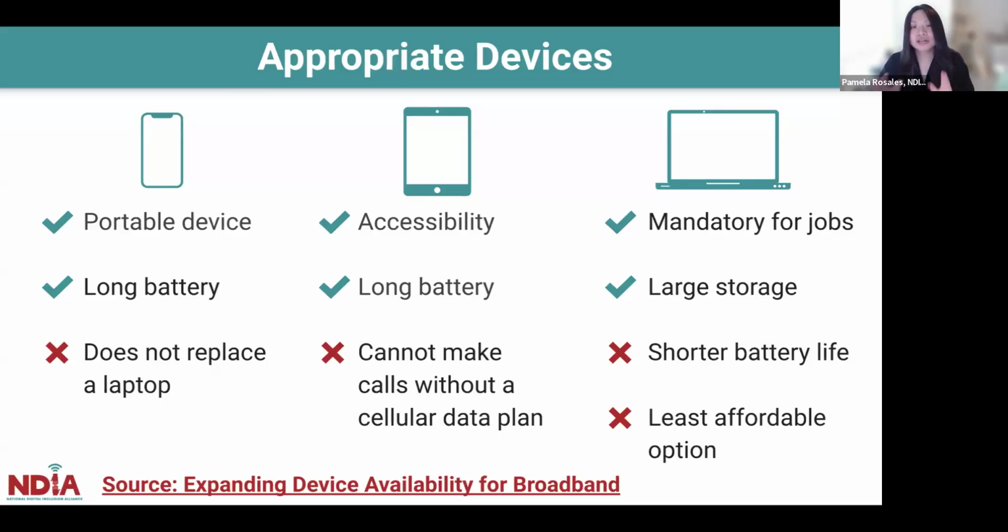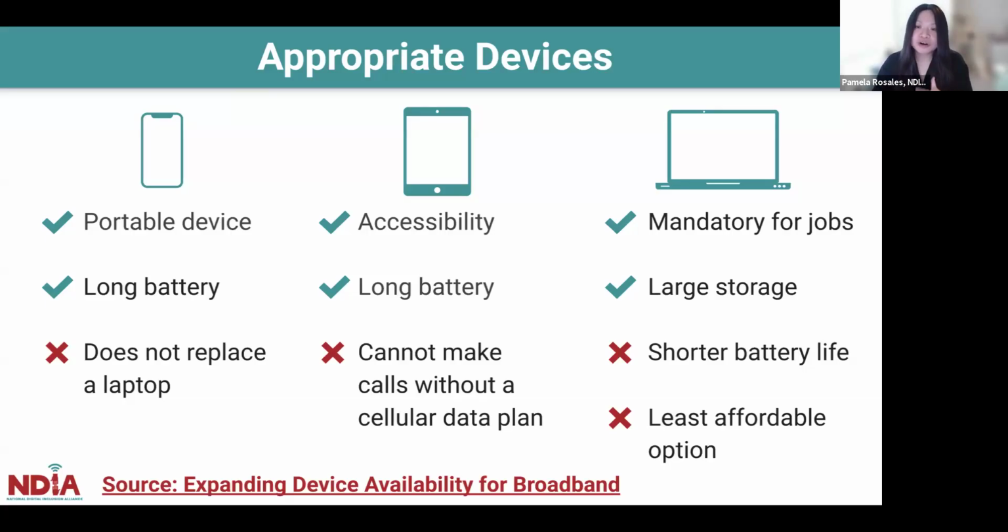So this diagram here, this little chart, just shows the pros and cons of the three main popular devices. It's always nice to know that. If you are matching somebody with a device that matches what they're looking for, you have a nice framework here. And the link in the chat, if you click on that, is Expanding Device Availability for Broadband. NDIA collaborated with AARP and the Institute for Local Self-Reliance. You'll be able to see a more descriptive chart there. This is where I took this information.